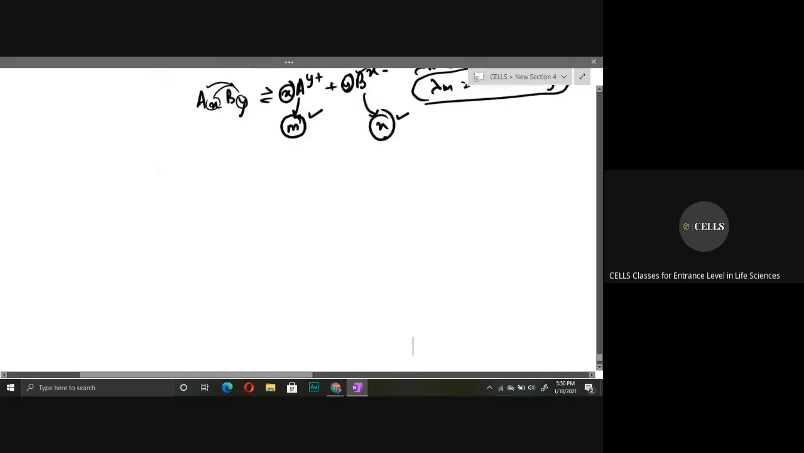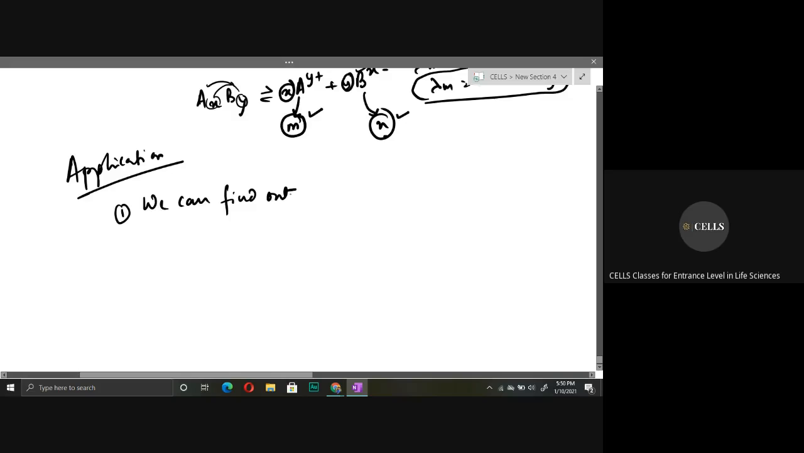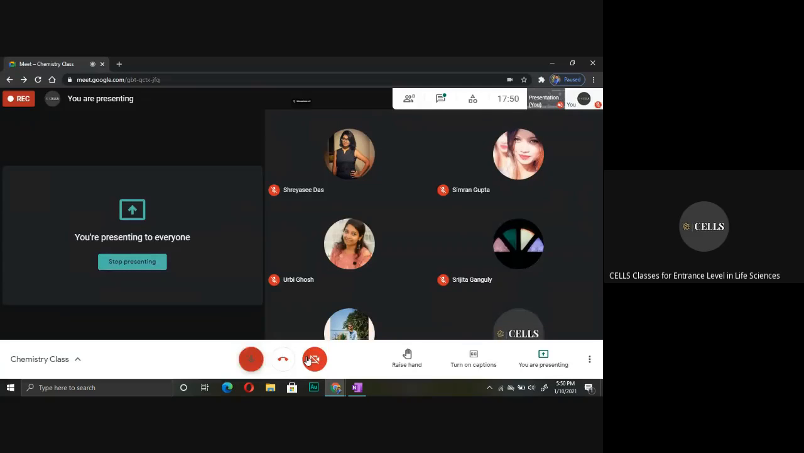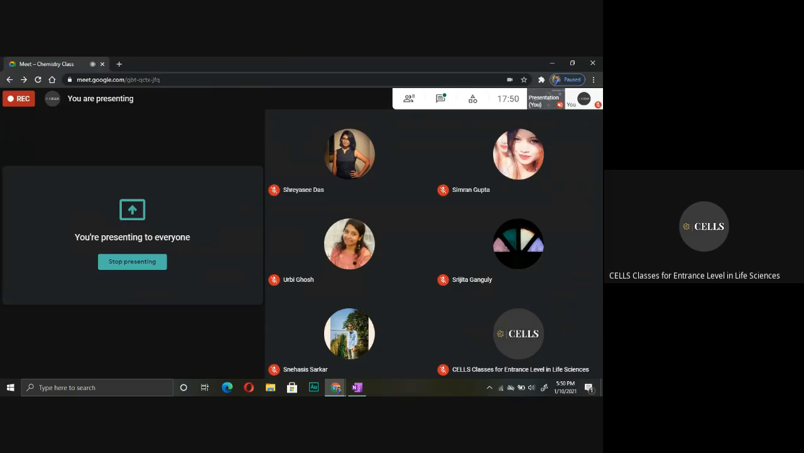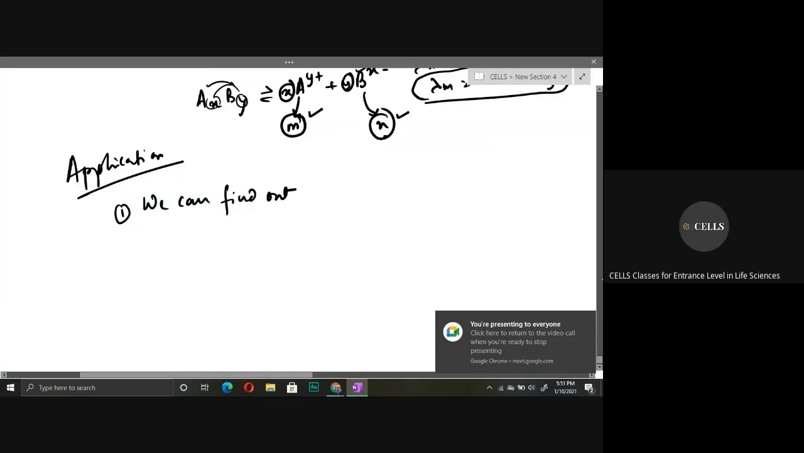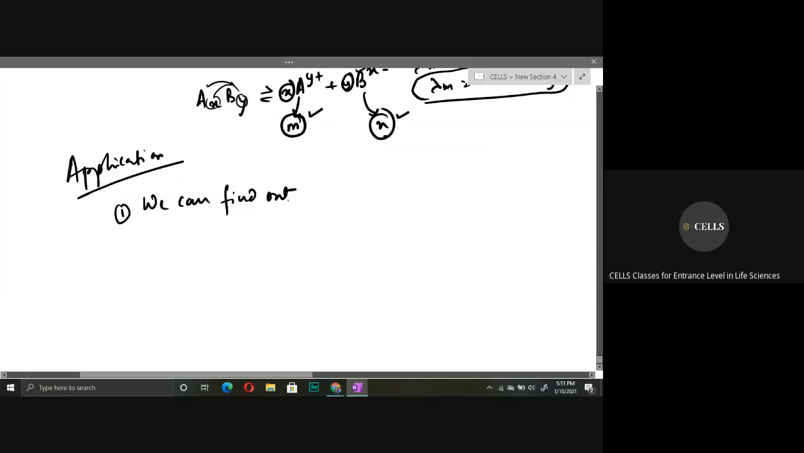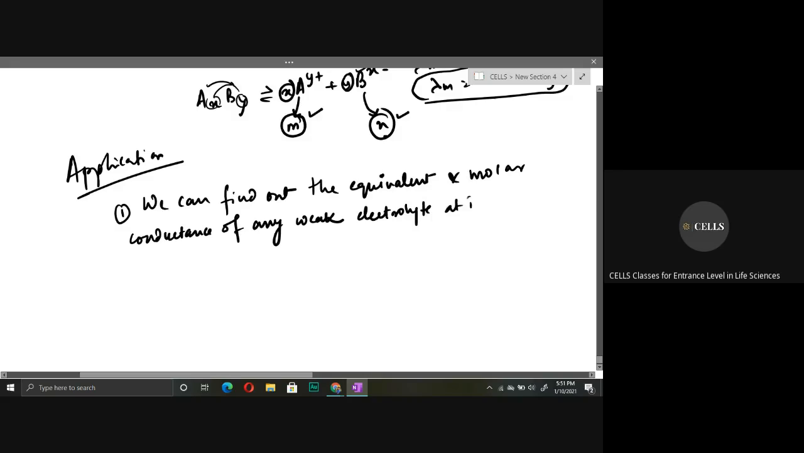Okay. So what is the application of this Kohlrausch's law? The application of this law is that we can find out the equivalent and the molar conductance of any weak electrolyte at infinite dilution. Please don't forget this, infinite dilution.